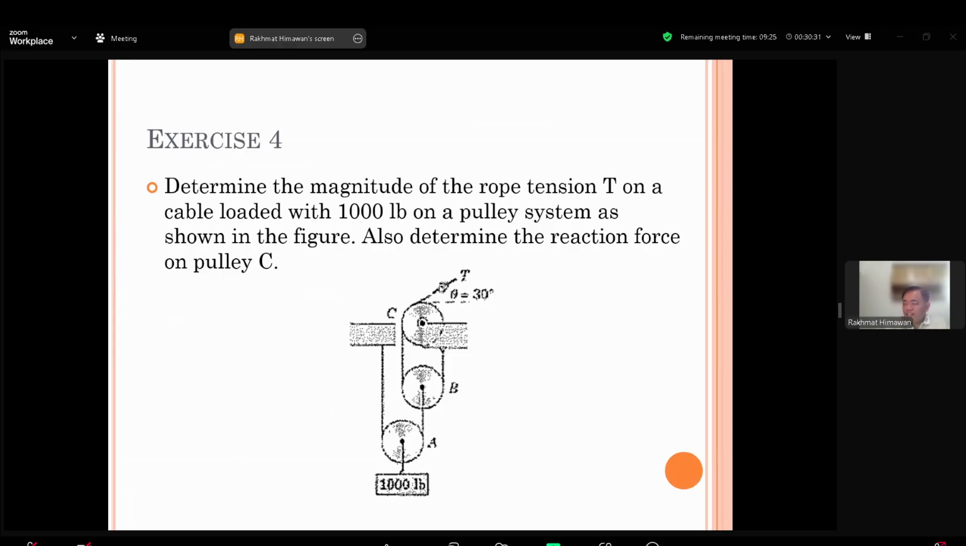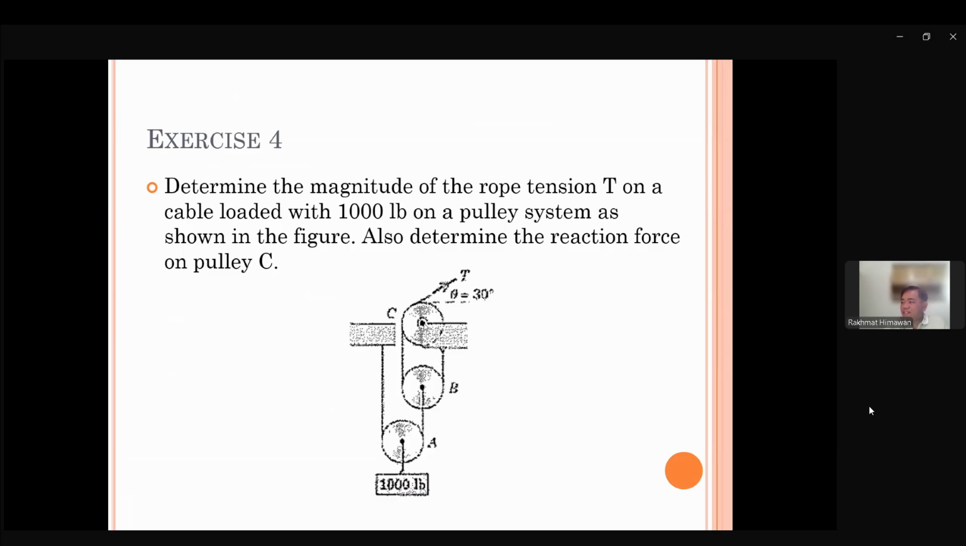Only here, this tension rope with this system, and also determine the reaction force on pulley C. Here, this pulley C has a reaction force because it's attached to this beam or rod. So this is the question. And how do we do it?